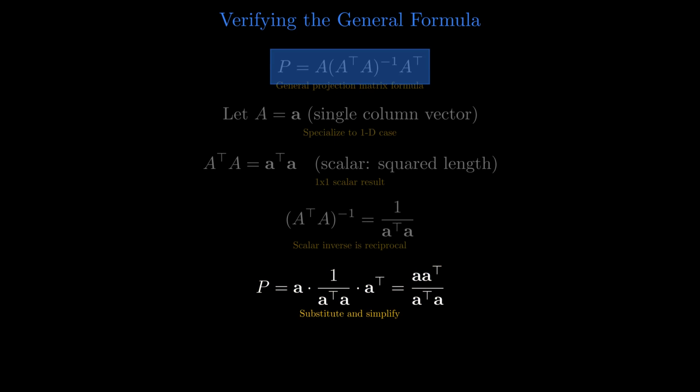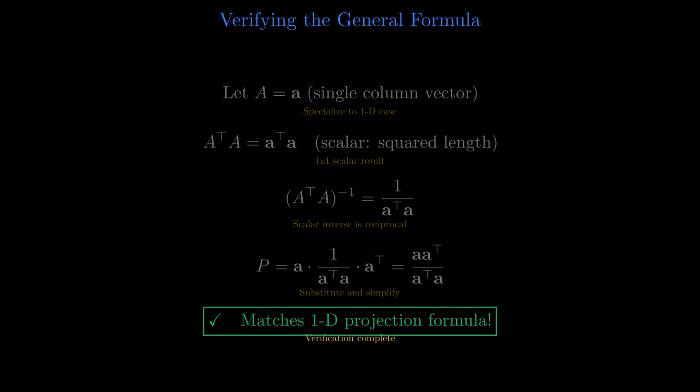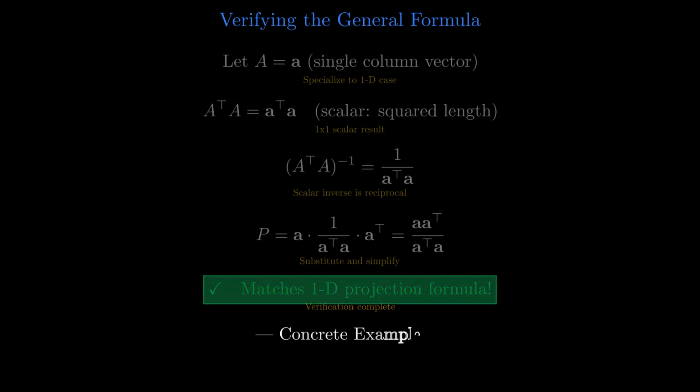P equals A times 1 over A transpose A times A transpose. That simplifies to A times A transpose divided by A transpose A. This is exactly the one-dimensional projection matrix from the previous lesson. So the general formula contains the special case, as it should.